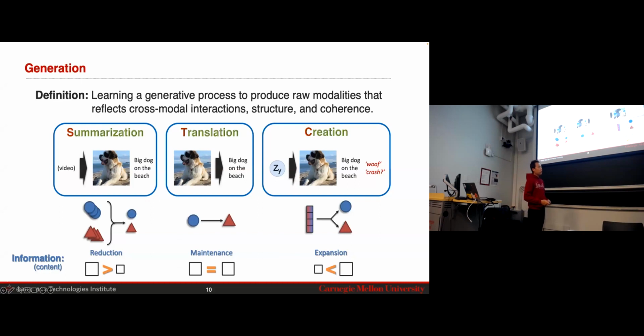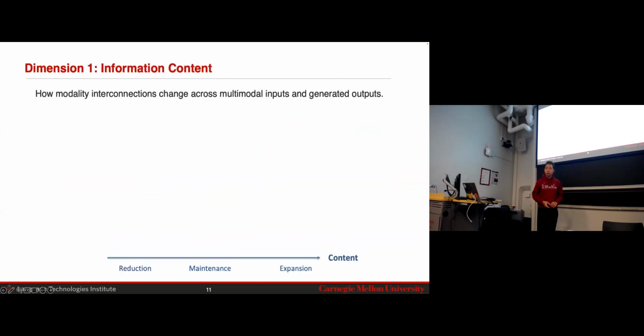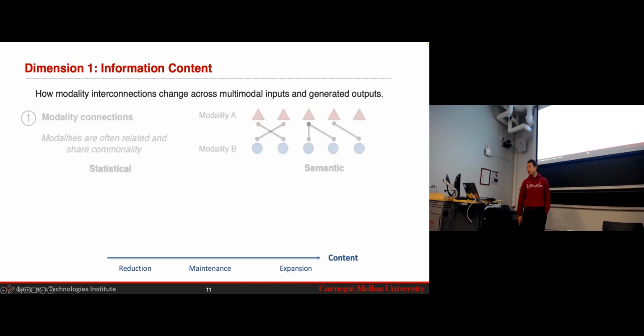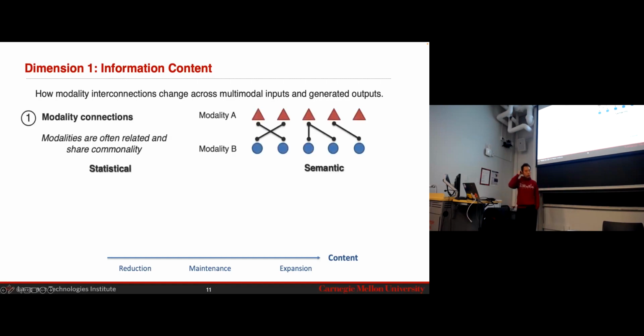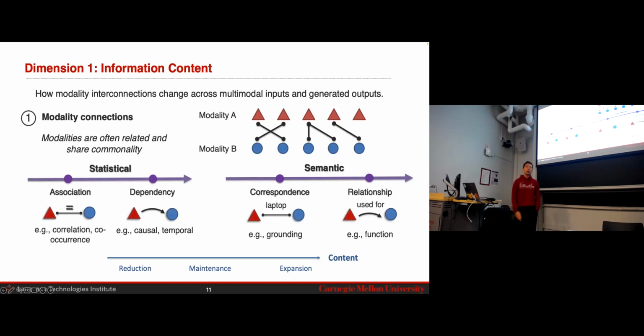Underlying generation, there's typically two dimensions we want to consider. One dimension is how the information content is changing. We saw that information content can be reduced, maintained, or expanded. And when we talk about information content, you want to rethink connections between modalities. This information content can be reduced, maintained, or expanded because there are underlying connections between them. Recall that these connections can typically be because of associations, because of actual correspondences.